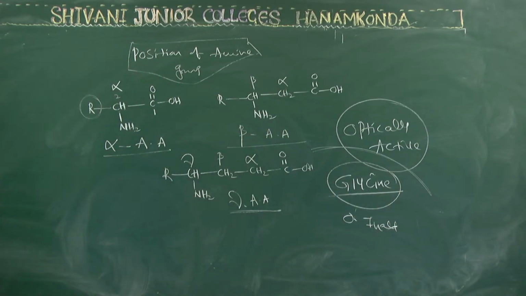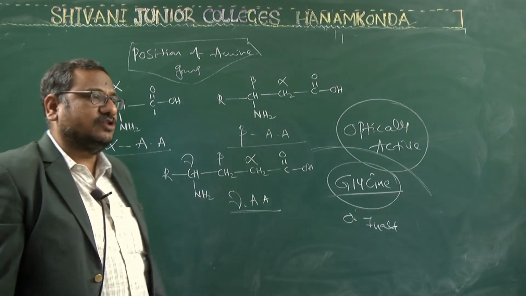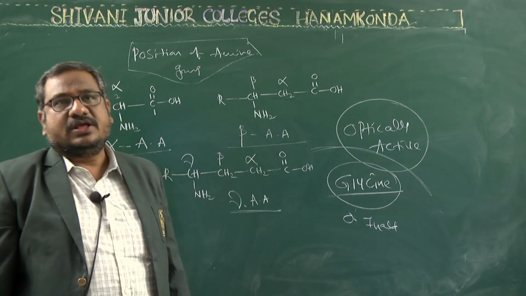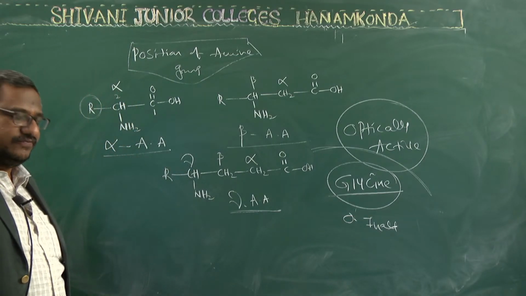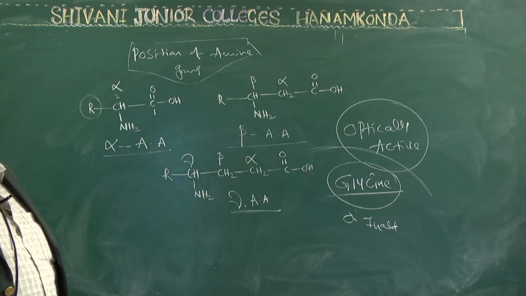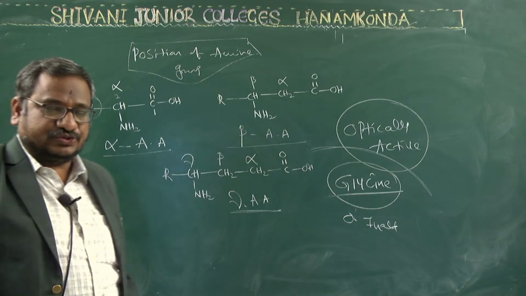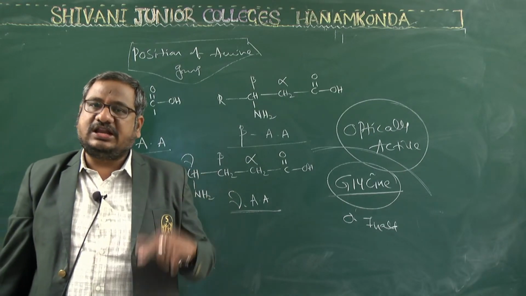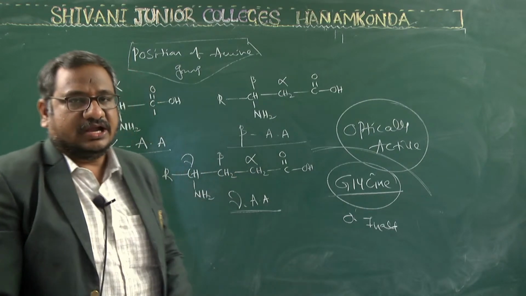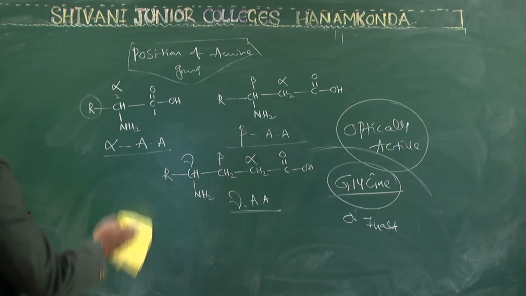Optical activity means the carbon's 4 valencies are satisfied with 4 different groups, that is called optically active. If the carbon's 4 valencies are not satisfied with 4 different groups, if any 2 groups are the same, automatically that compound is optically inactive. An optically active compound is either dextrorotatory or levorotatory, which we discussed in the DL configuration earlier in carbohydrates.